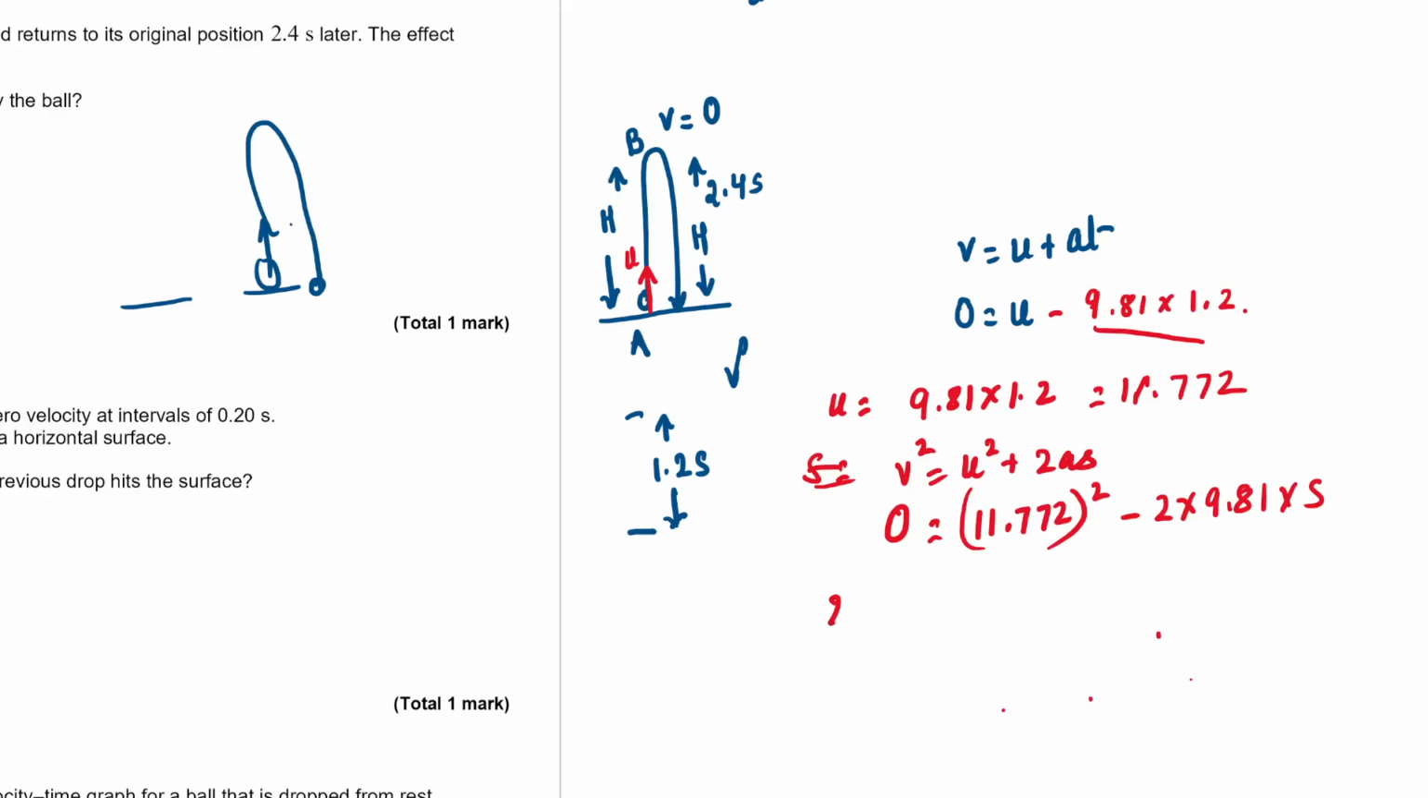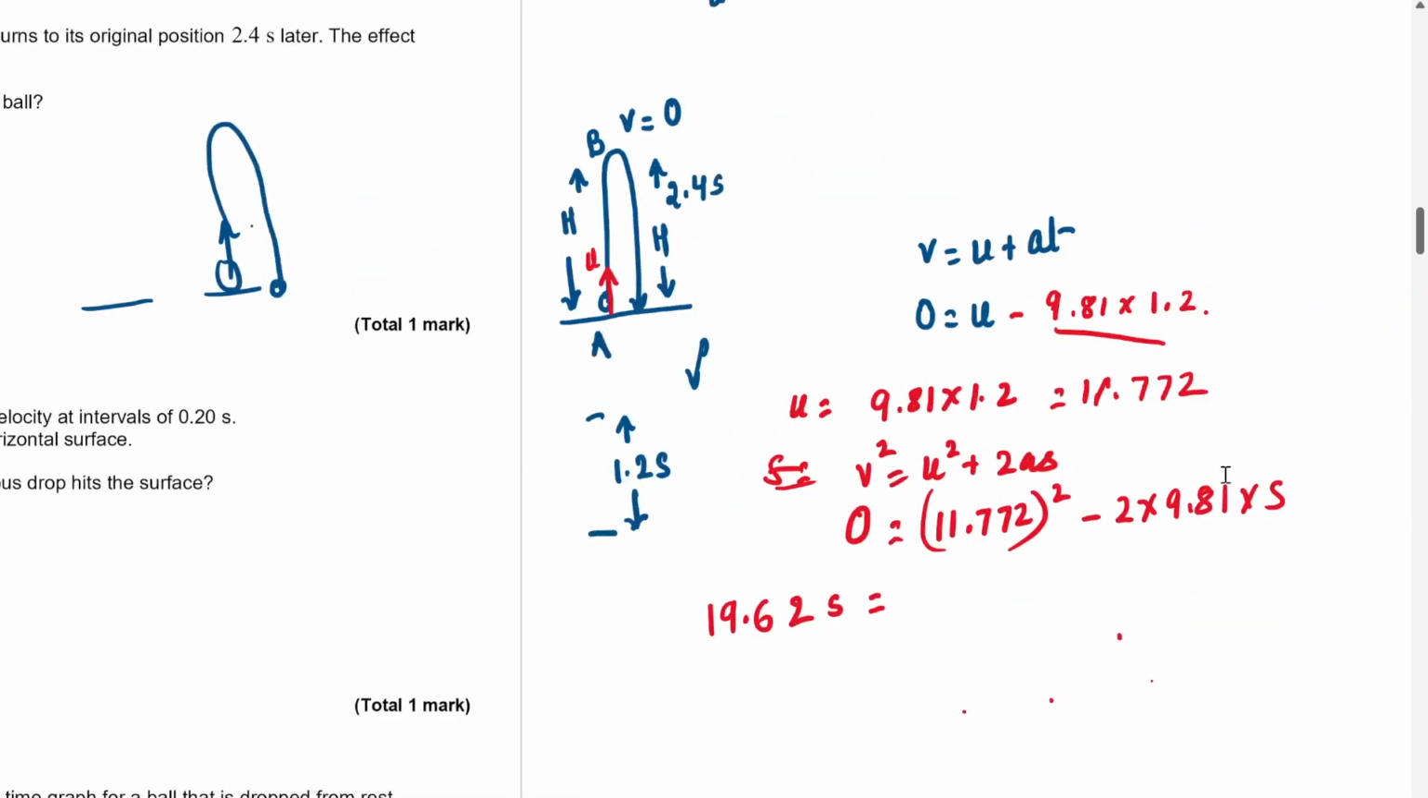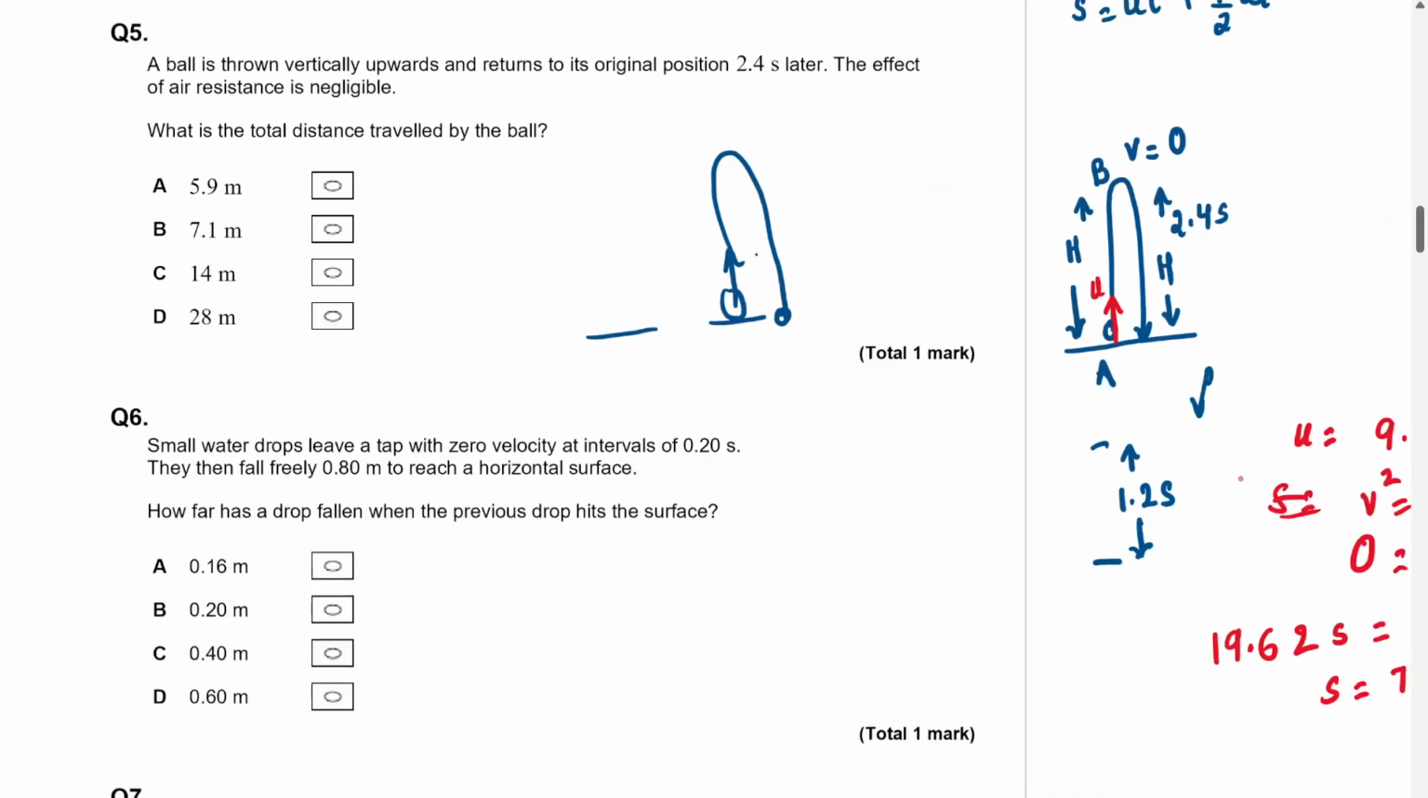Okay, and this is 19.62. S is, so this is coming around 7 meters. So calculating this, S is coming around 7 meters. So it goes up 7 and comes back 7. So the answer is 14 meters.